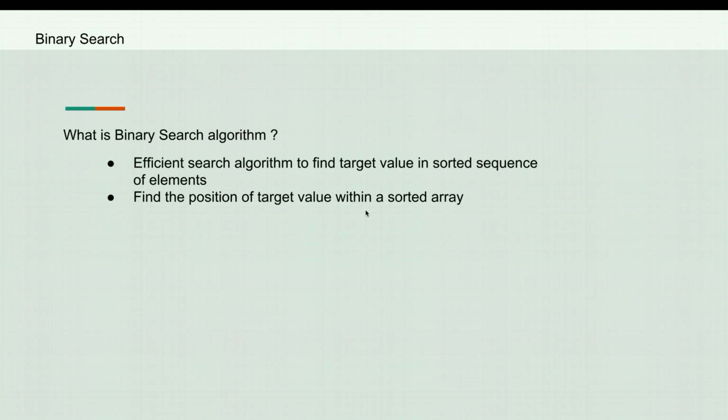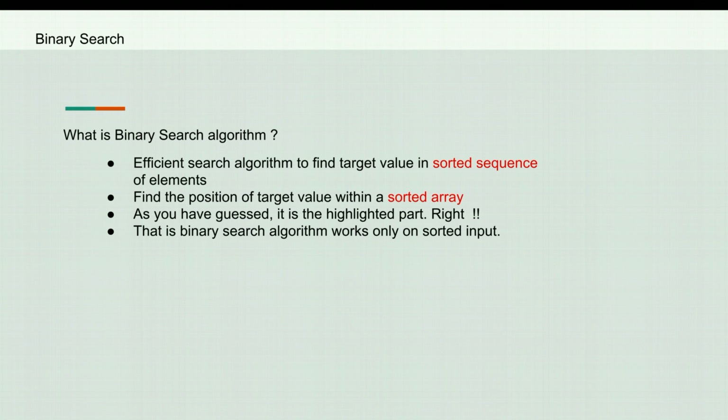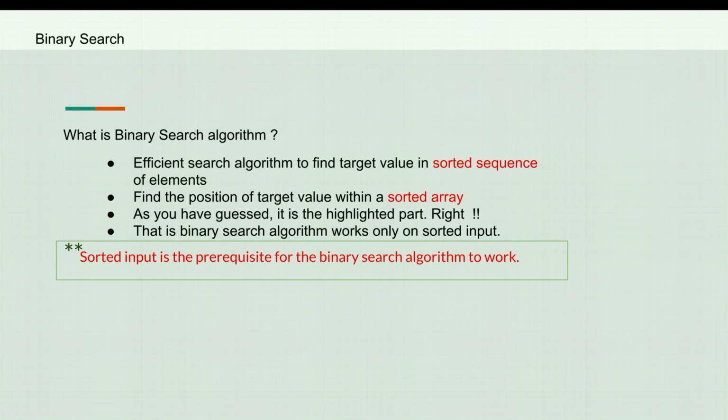What is binary search algorithm? It is an efficient search algorithm to find a target value in a sorted sequence of elements. Or you can also say it can be used to find the position of a target value within a sorted array. If you carefully observe, there is something common in the above statements. As you have guessed, it is the highlighted part, right? That is, binary search algorithm works only on sorted input. The point to be noted here is that sorted input is the prerequisite for binary search algorithm to work.